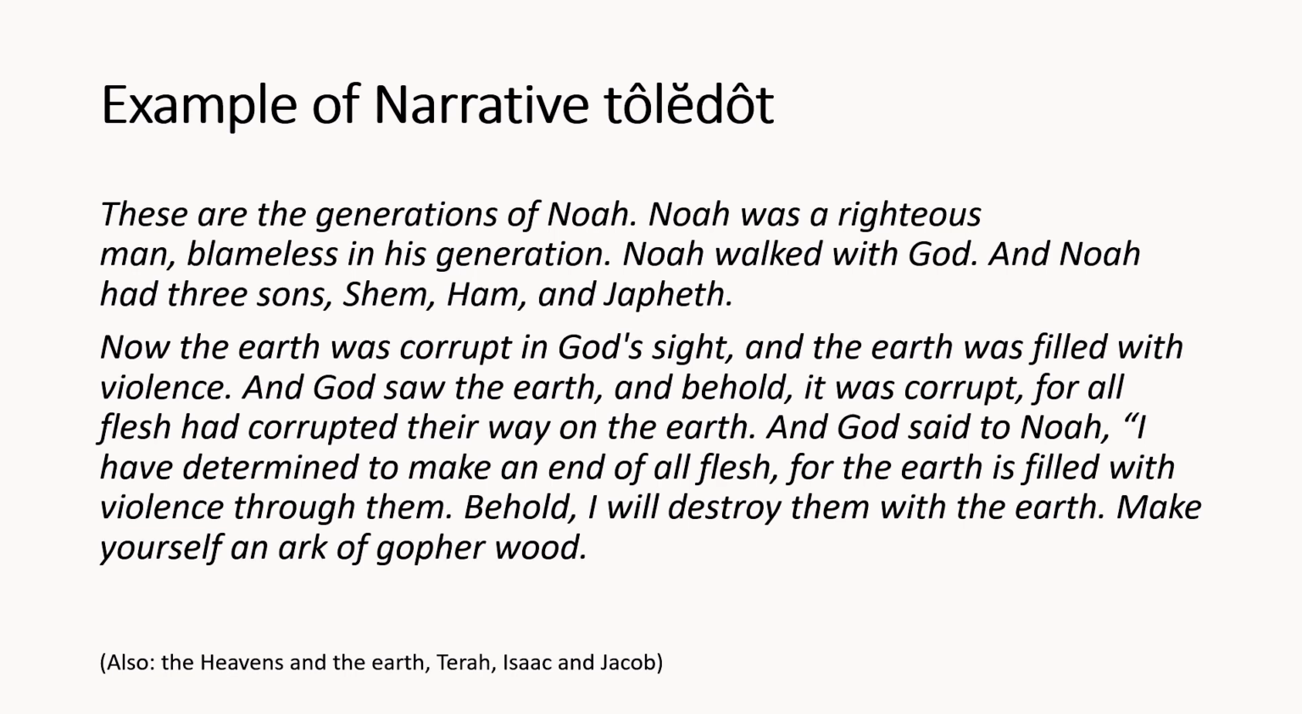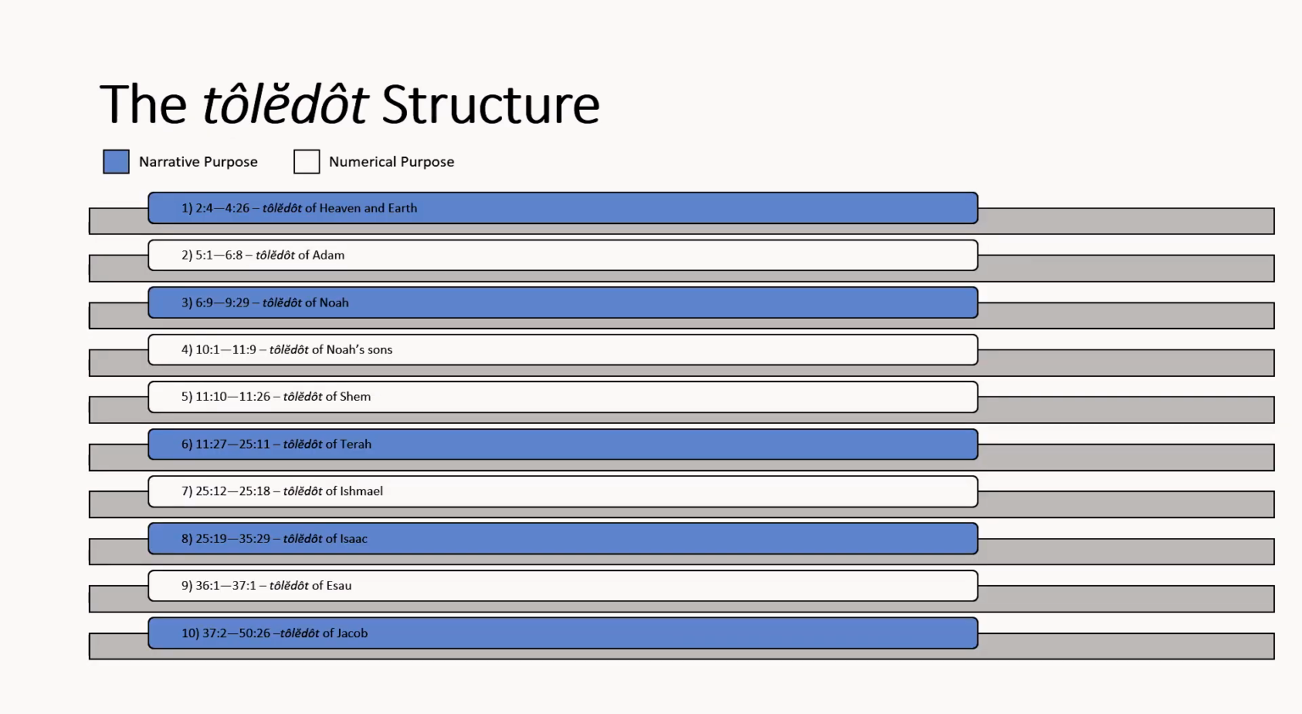And the other places we see this is in the generations of the heavens and the earth, the generations of Terah, the generations of Isaac, and the generations of Jacob. So here we can see, once again, a set of 5 and 5 generations, or Toledot. The generations of heaven and earth, of Noah, of Terah, of Isaac, and of Jacob are all ones with narrative purpose. And the generations of Adam, Noah's sons, Shem, Ishmael, and Esau are all the ones which have a numerical purpose to them.